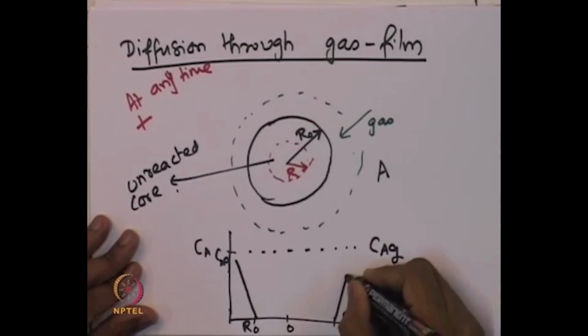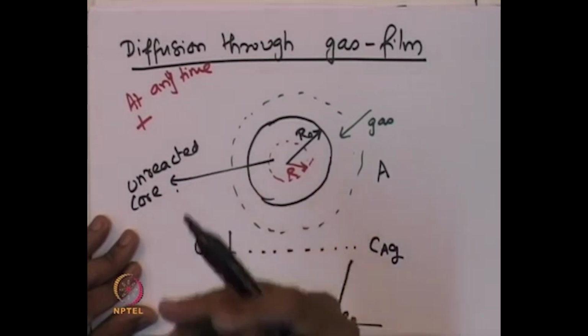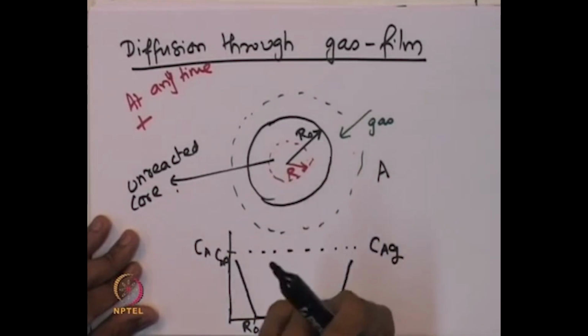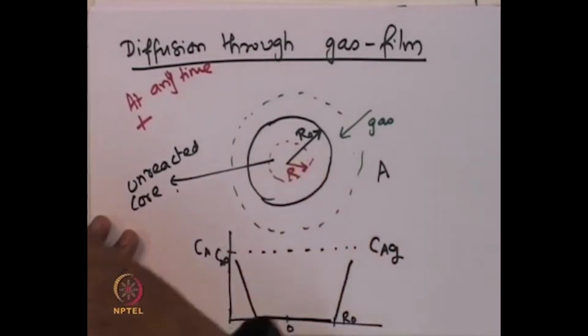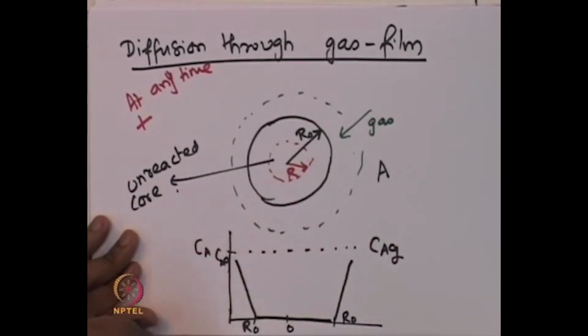So, we can expect that there will be a concentration gradient outside the core, and no concentration gradient inside the core. This is because as soon as the gas species enters the core, the reactant A is immediately consumed, since the reaction is a very fast process compared to the rate of diffusion of species A to the surface. So, the concentration of the species inside the core is expected to be 0.